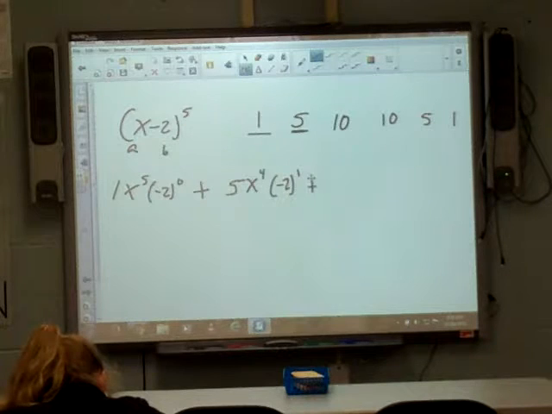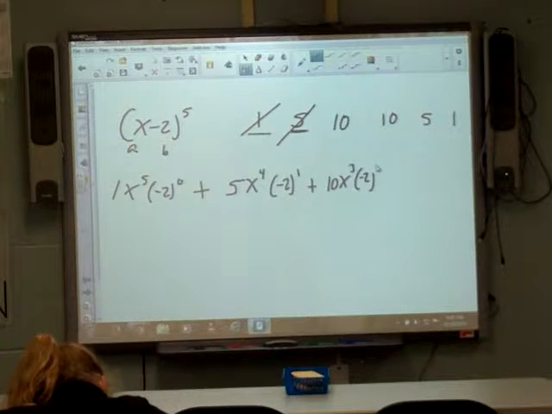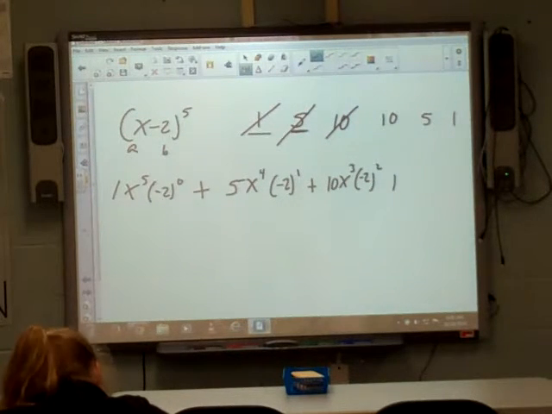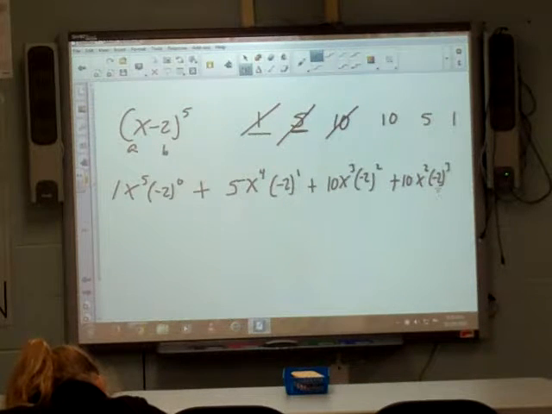Okay, plus, I've done the 1, I've done the 5, so now I'm looking at this 10, right? 10x to the 3rd, negative 2 to the 2nd. Good, done with that 10. Oh, I got another 10. What's my x with this 10 going to be? 2. What's my negative 2 going to be? 3. Okay, is everything still adding to 5 on my powers? Yep.